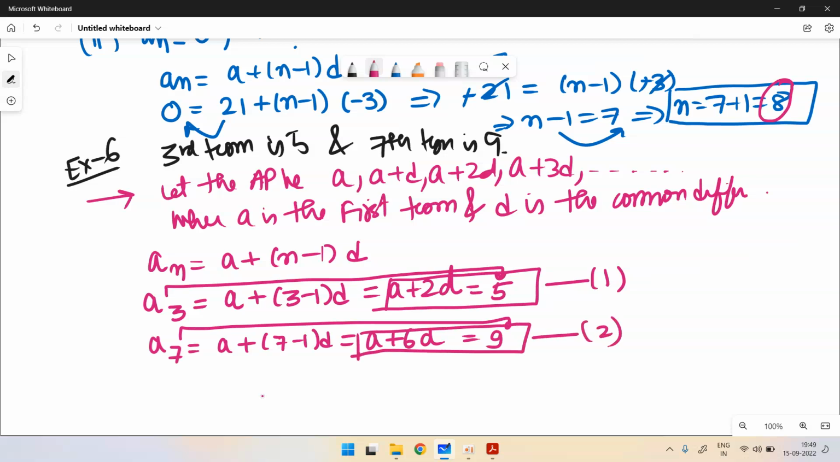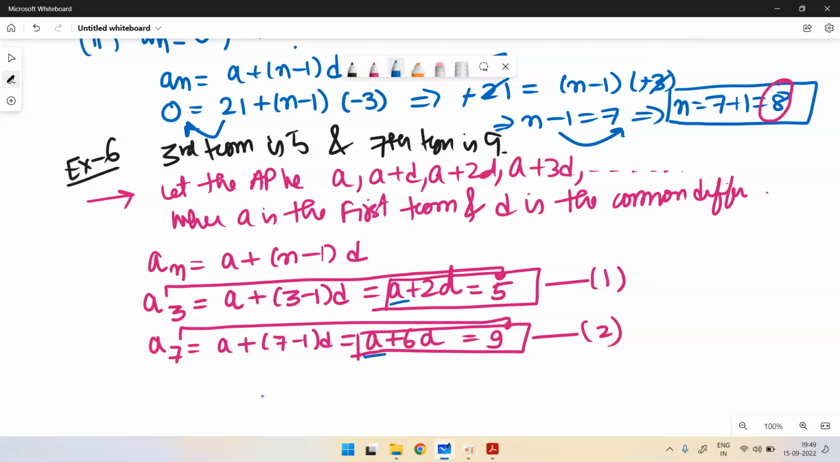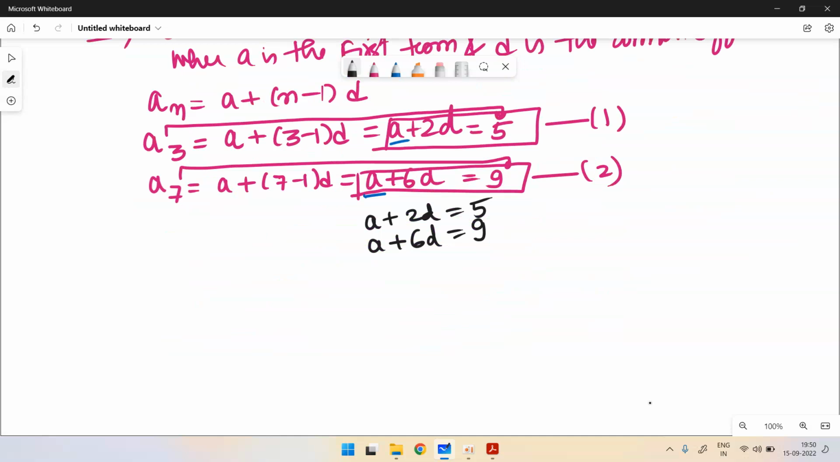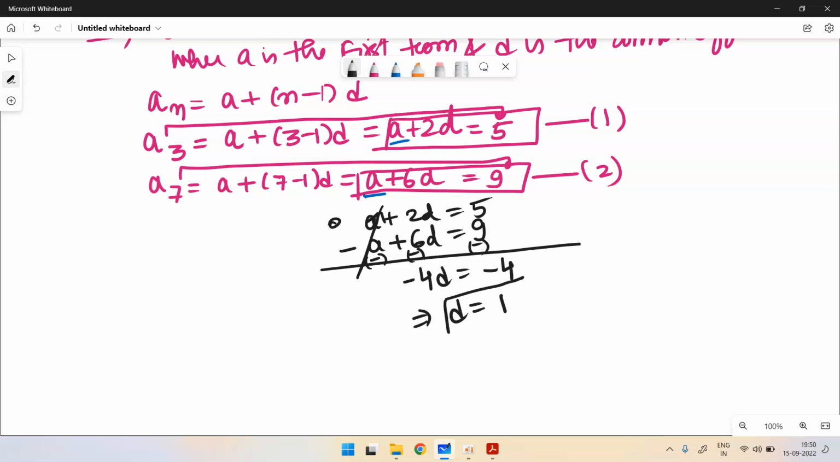I have shown in my previous lecture how to solve linear equations in two variables. You can directly see that the term a is the same in both, so I will directly subtract these two equations: a plus 2d equals 5 and a plus 6d equals 9, to get the value of d. If you subtract these two, a minus a becomes 0, 2d minus 6d is minus 4d, and 5 minus 9 is minus 4, which implies that d is 1. So the common difference d is 1.